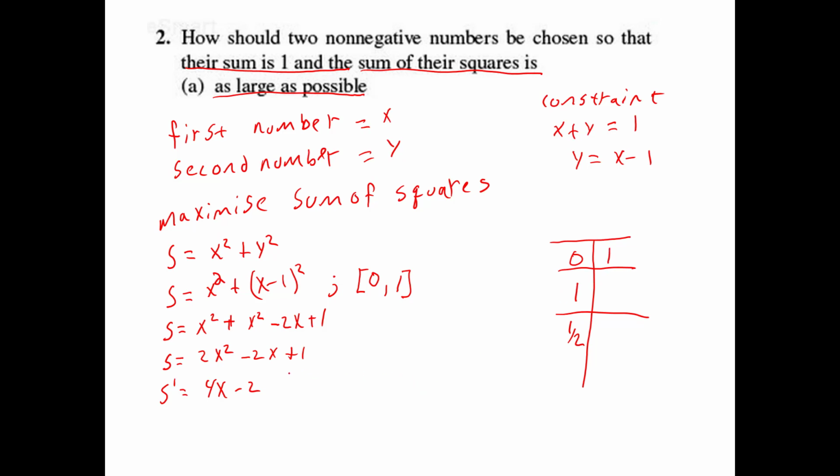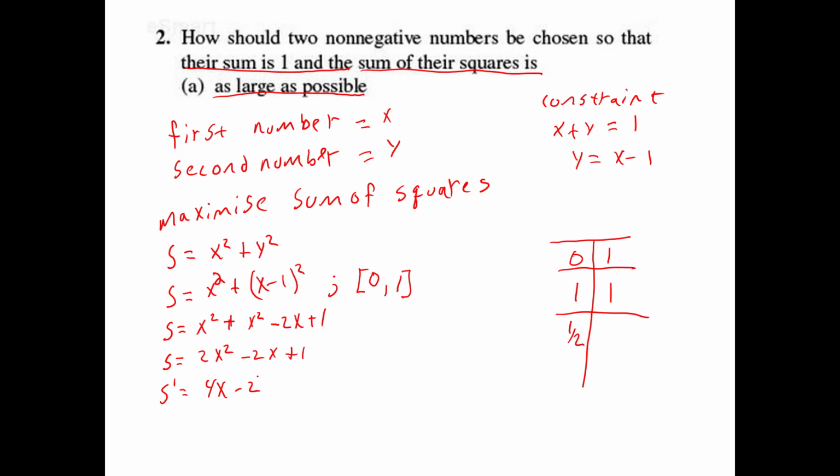When I plug in 1, I could plug it in right here, then that term goes away and we end up with 1. You could plug it in here as well. 2 minus 2 is 0, plus 1 is 1. But I saw that using this formula here would make this term go away.